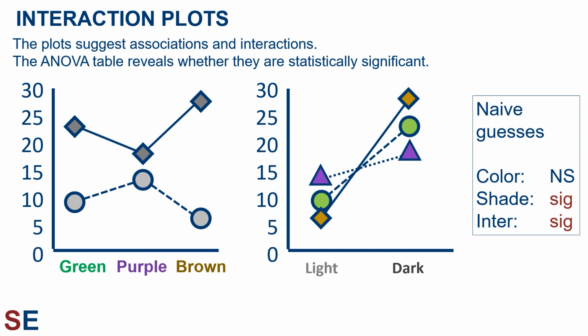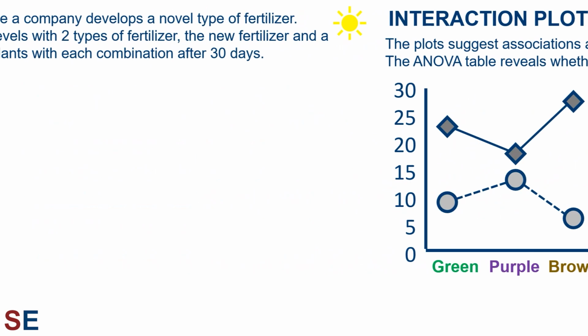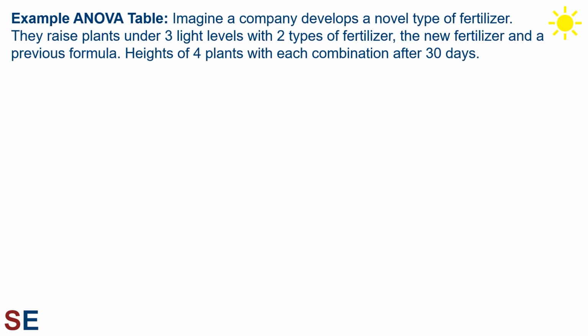In this case, the color factor doesn't look significant, and there appears to be a clear interaction, seen in either figure fairly clearly. The shade factor looks significant, but we would always want to check the ANOVA table just in case. Now let's look at an example which combines the ANOVA table and interaction plots.